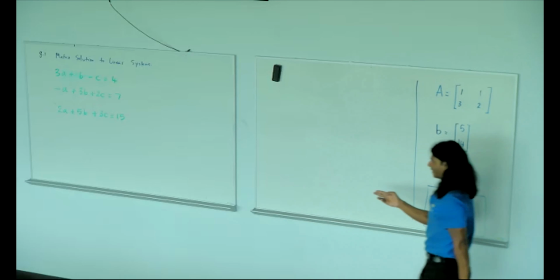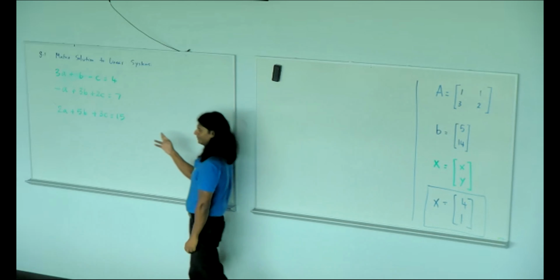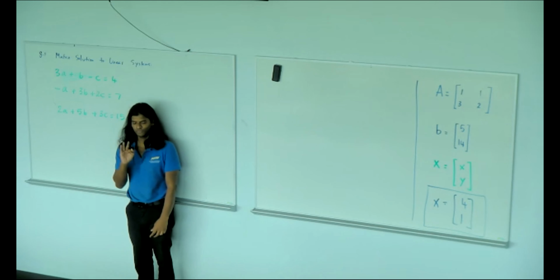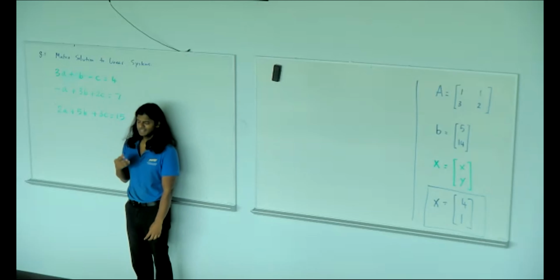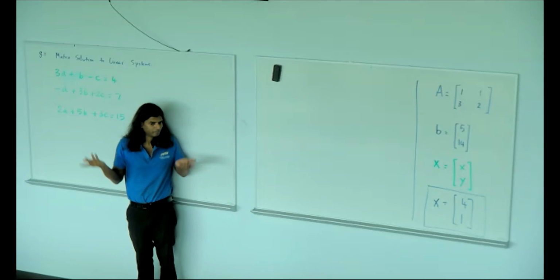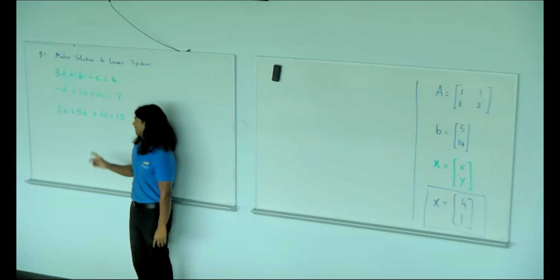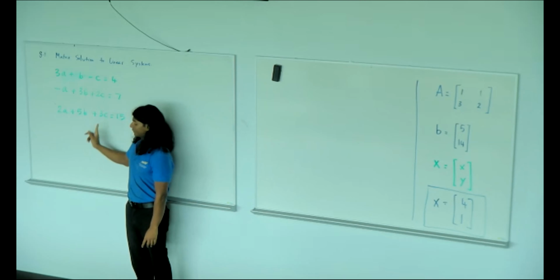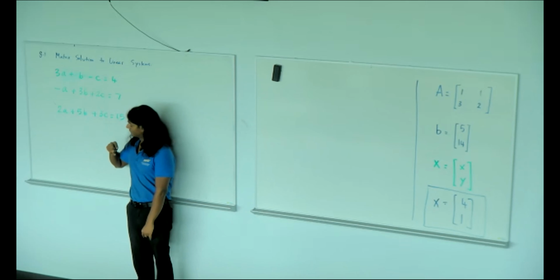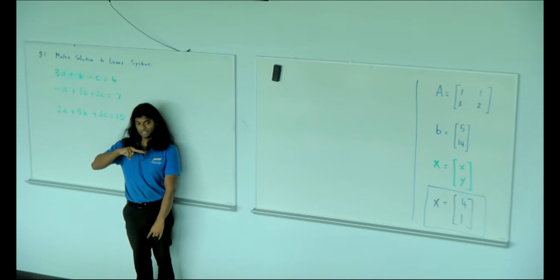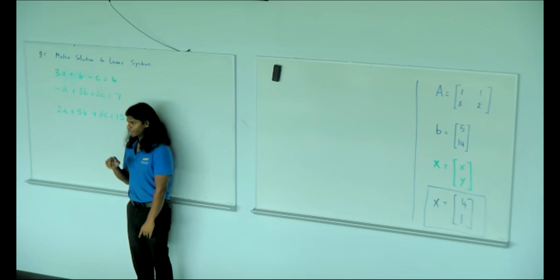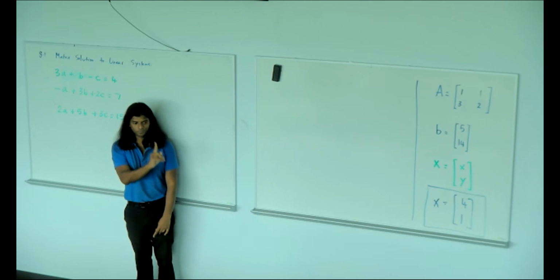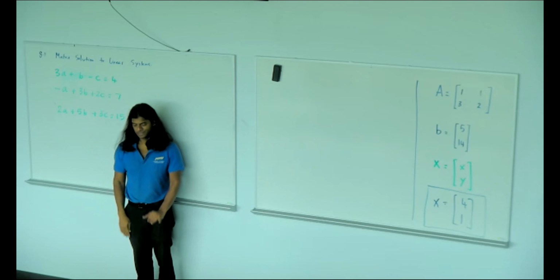How many unknown variables do we have in the system? 3. Instead of calling them X, Y, Z, I call them A, B, C. Doesn't matter. 3 equations, which would mean you would have to eliminate twice and then substitute, too much work. Yes, this is what I want you to try.